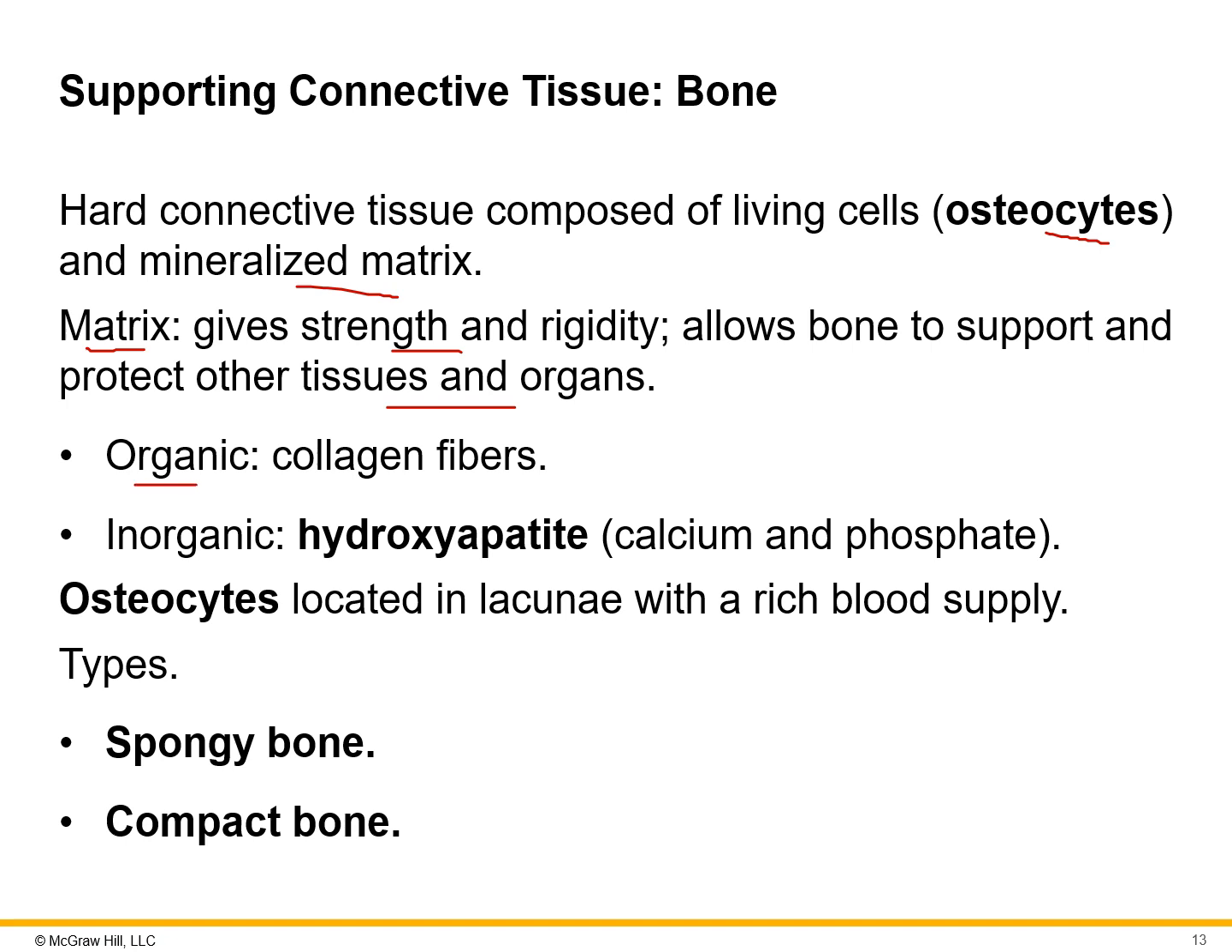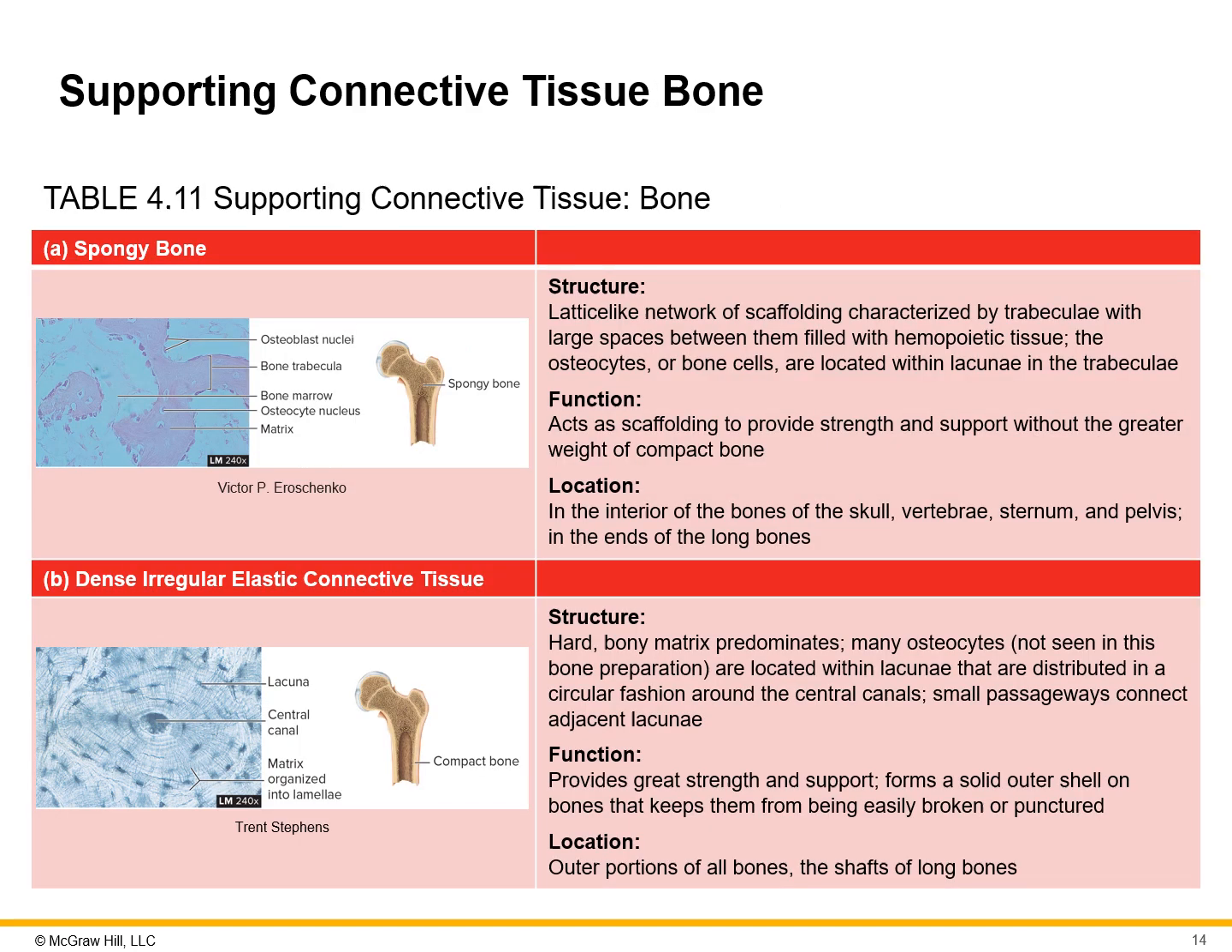So we have organic matrix, which is the collagen, but there's also inorganic matrix, so hydroxyapatites, and this is calcium and phosphate that can be used here. Again, osteocytes located in those lacunae. It does have a rich blood supply, so it's going to have a faster recovery and healing process. And then there are two types of bone: spongy bone and compact.